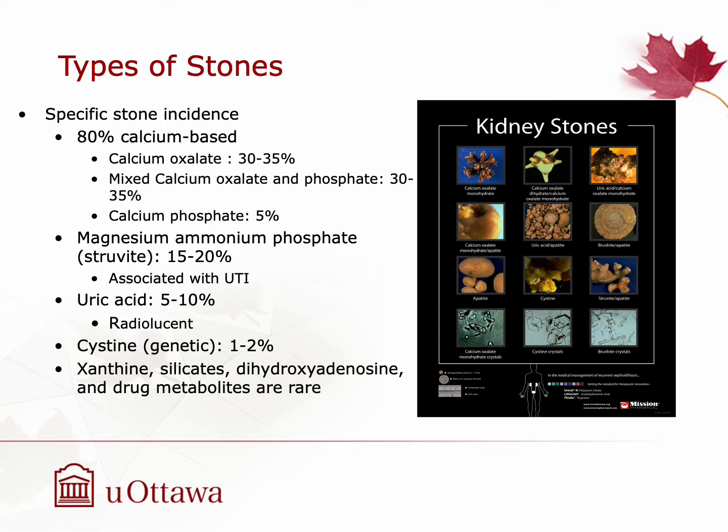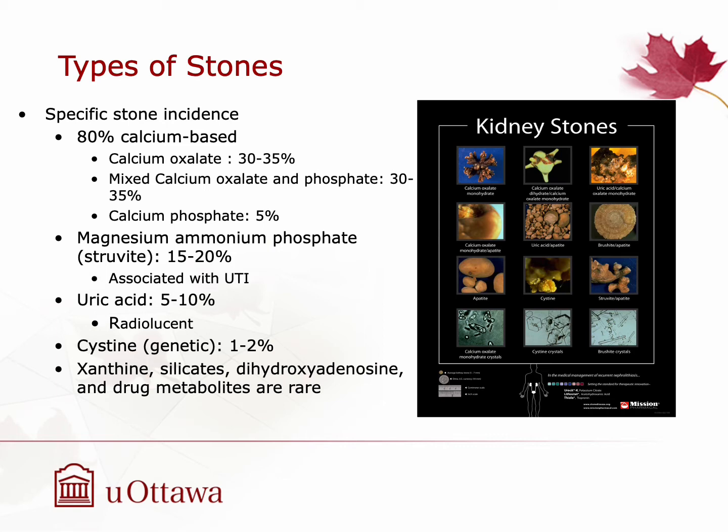There's obviously a host of different stone types and crystal composition. 80%, however, of the stones are calcium-based, either pure calcium oxalate or a mixture of calcium oxalate and calcium phosphate. Only 5% of stones are pure calcium phosphate, and that can sometimes lead to a diagnosis of primary hyperparathyroidism or a condition called renal tubular acidosis, or potentially in patients that are taking a certain medication called topiramate, which can lead to almost an acquired type of renal tubular acidosis.